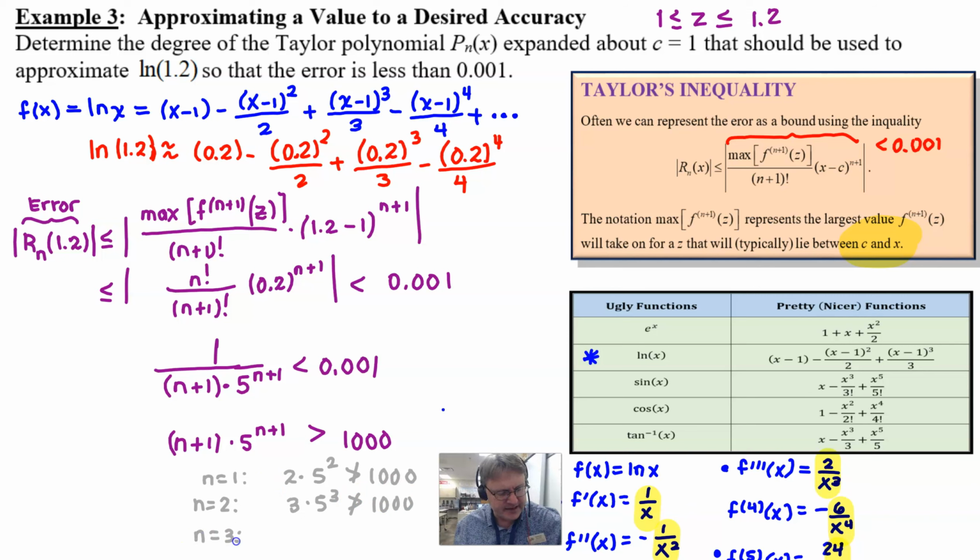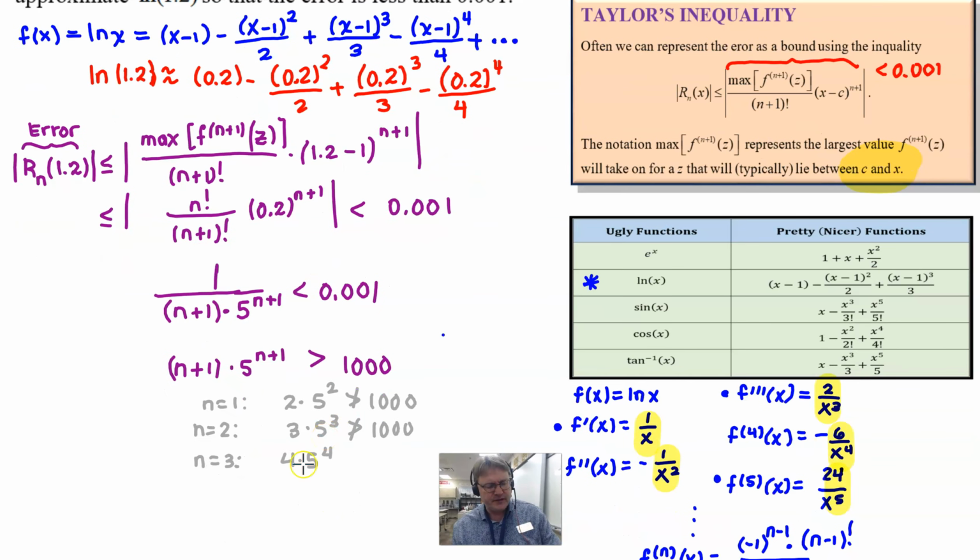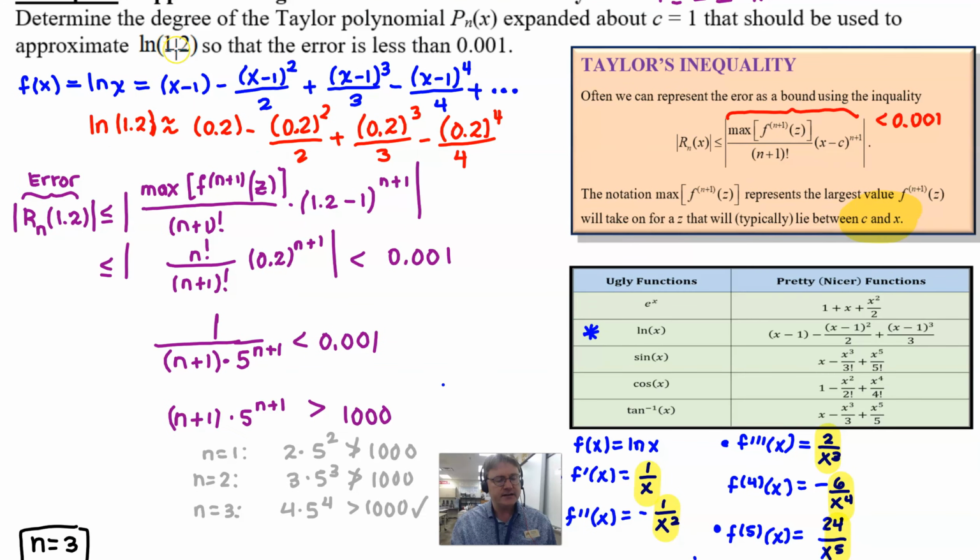Now, if we let n be 3, we would get 4 times 5 to the fourth. Now, at this point, I don't think you'll have to completely calculate this. 5 to the fourth is just 5 squared twice. 25 times 25, that's 625. By the time you multiply 625 by 4, you're well over 1,000. So we know that this now becomes a true statement, and it's only true when n is equal to 3. And so that would be your answer. 3 terms will give you an approximation of the natural log of 1.2 that's only 1,000th off of the actual.